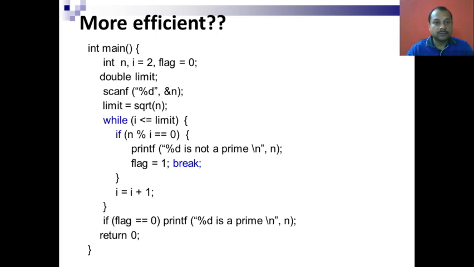What I am doing now, I am declaring integer n to read the number which will be tested. Again i is initialized with 2. So starting with 2, then flag is one integer variable. I am setting that as 0 initially. Okay, why it is set as 0, then you will understand. Now double is another variable I am declaring, and the name of the variable is limit. So basically I am declaring one variable limit with the data type double.